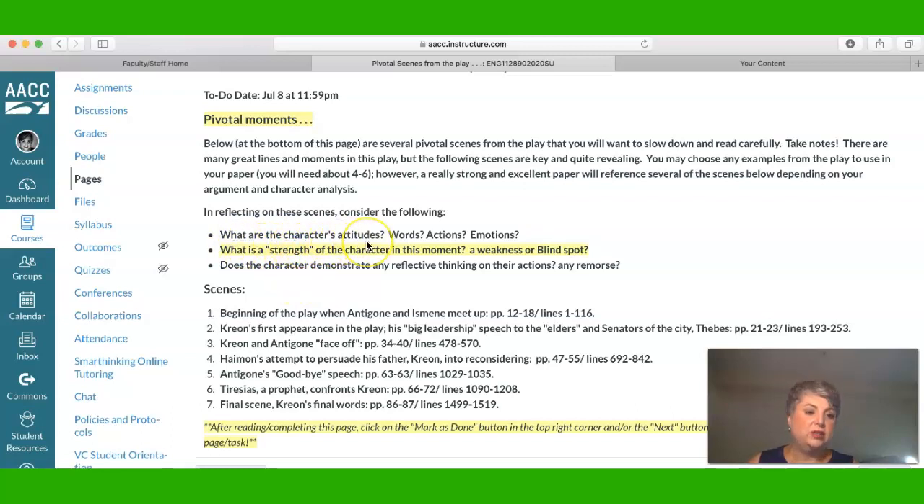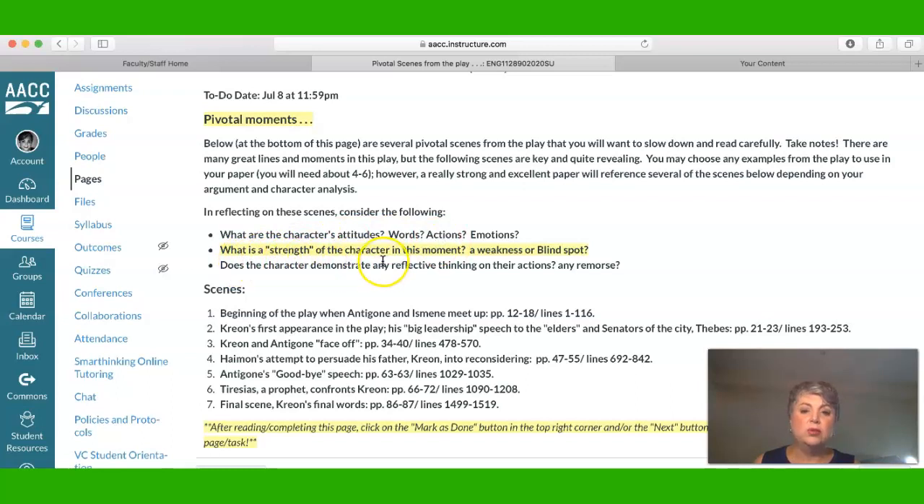What are the characters' attitudes? What are their words? What is the character saying in this moment? What do you think the character is feeling? Are they motivated by anger, fear, love? And finally, what are the character's actions? So there's definitely a relationship between what we think and feel, say, and do, right? There's a strong relationship between those three ideas, our thoughts and feelings, our words, and our actions. So consider that when you're looking at these scenes.